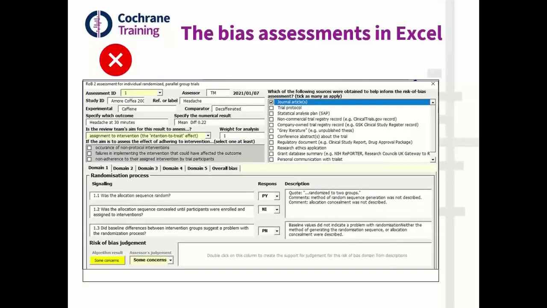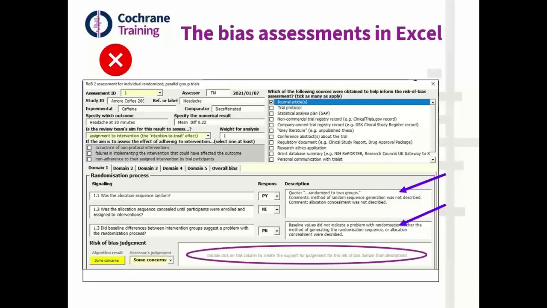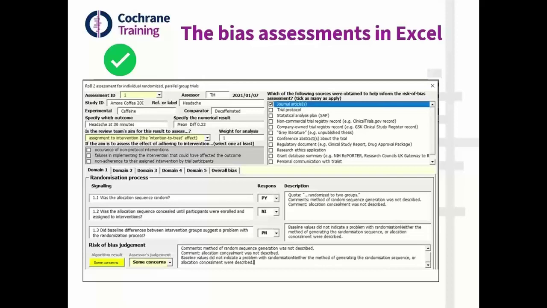So what we'd prefer to see is a version like this, where all of the reasons for the answers have been completed here. And if you double click in this window here, the reason for judgment will be automatically filled in. And we'll see that these two steps are really important for our later slides for completing the results level tables. So it's really important to put your support for judgments in and your support for each signaling question answer. So that's what we'd like to see, is everything filled in.